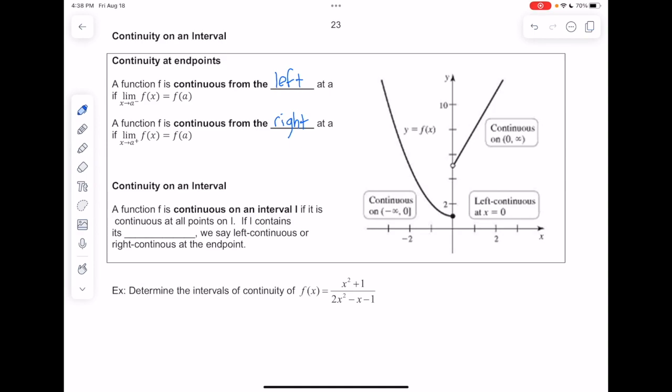And then when we start talking about continuity on an interval, we're going to say a function f is continuous on an interval I if it is continuous at all points on I, and if it contains its endpoints, we will say left continuous or right continuous at the endpoint.